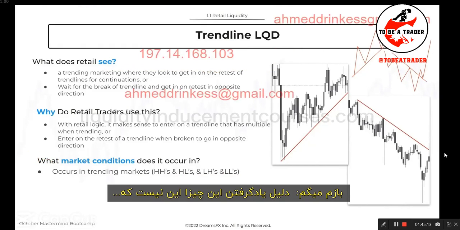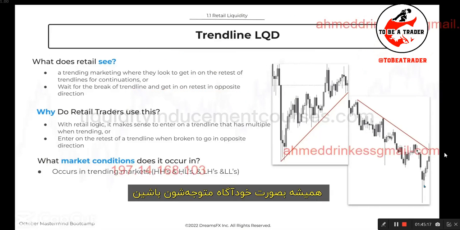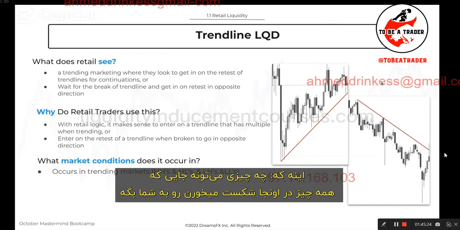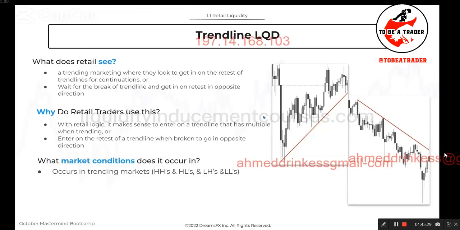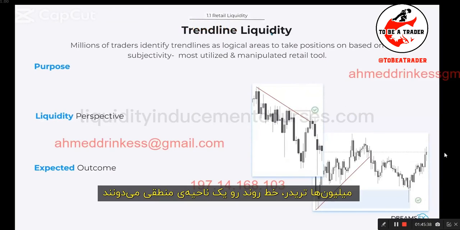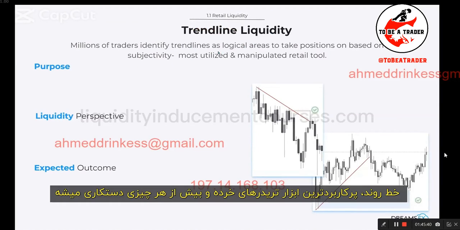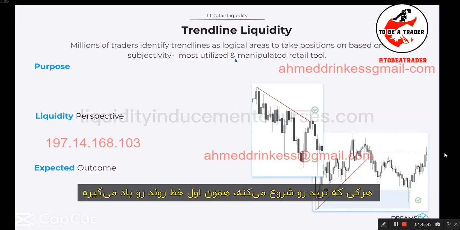You're learning all of these, not because you're always going to be consciously aware of them, but you should always be aware of them. What you're going to be learning is where one thing tells you where everything loses. Now, millions of traders identify trend lines as logical areas. It's the most utilized and manipulated retail tool. Everyone learns about it when they first start trading.